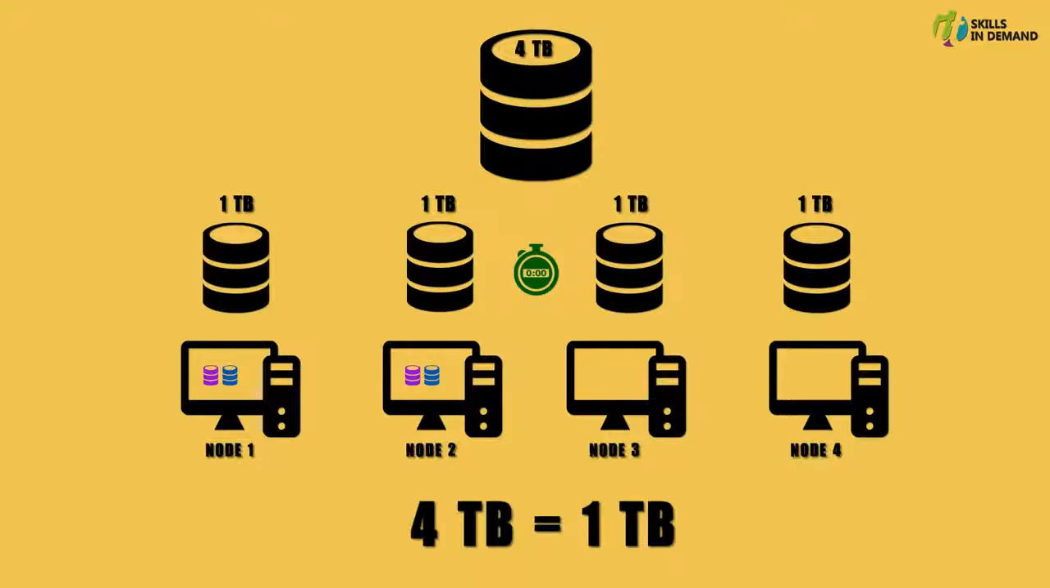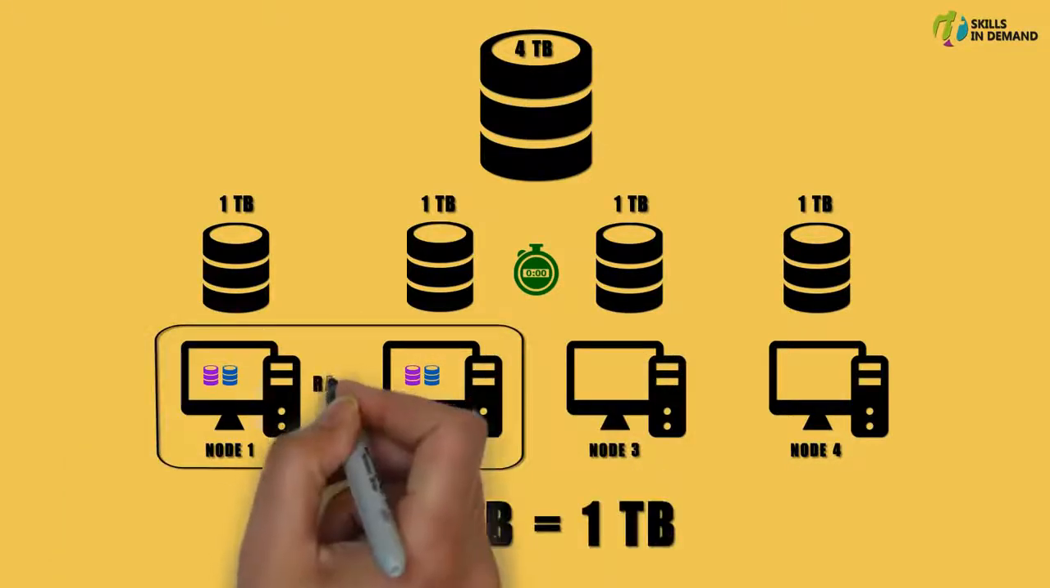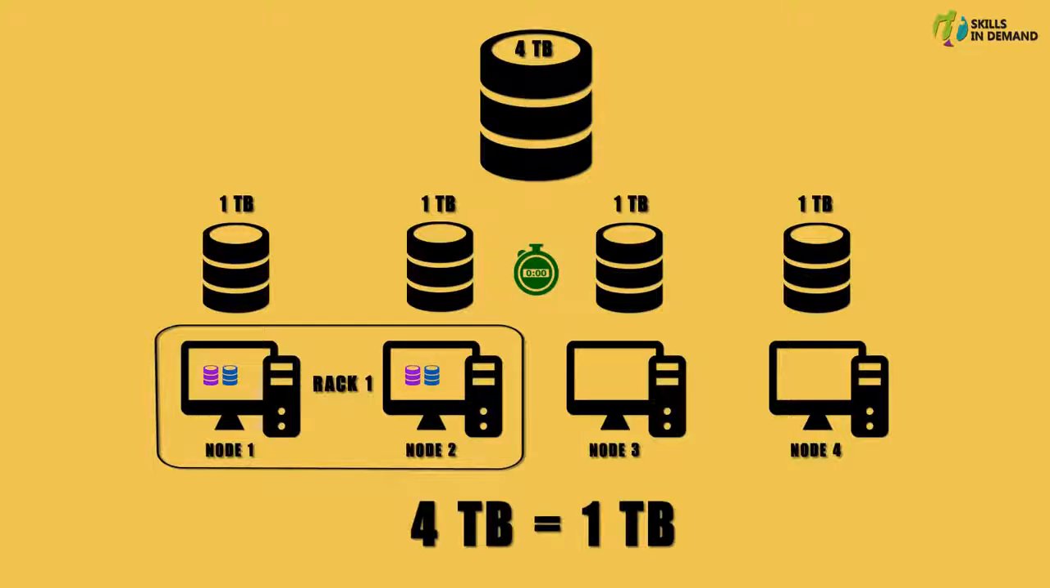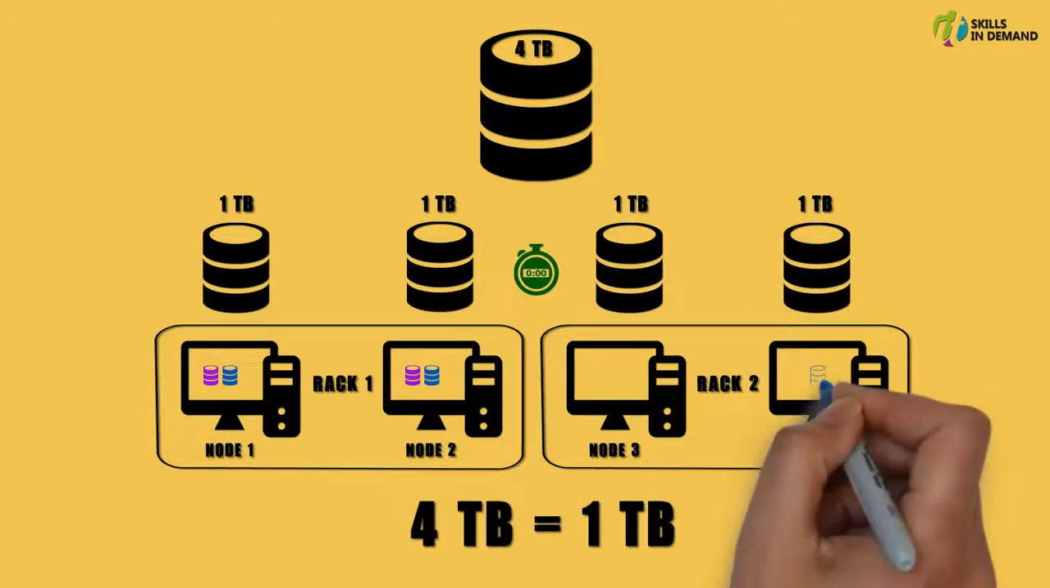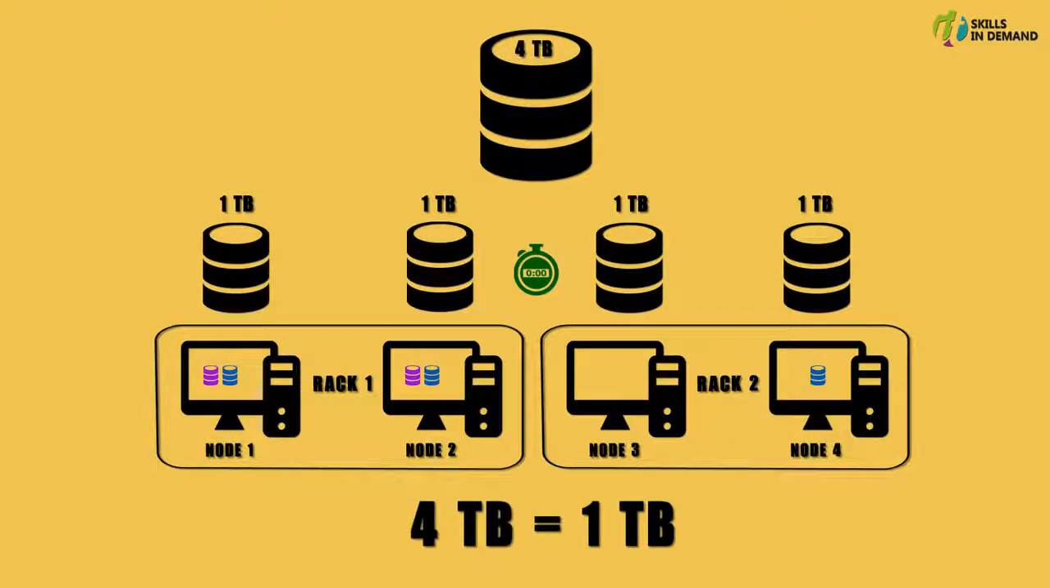Let us say node 1 and node 2 are on rack 1 and node 3 and node 4 are on rack 2. Then the first 2 copies of part 1 will be stored on node 1 and node 2, and the third copy of part 1 will be stored either on node 3 or node 4. A similar process is followed for storing the remaining parts of the data.